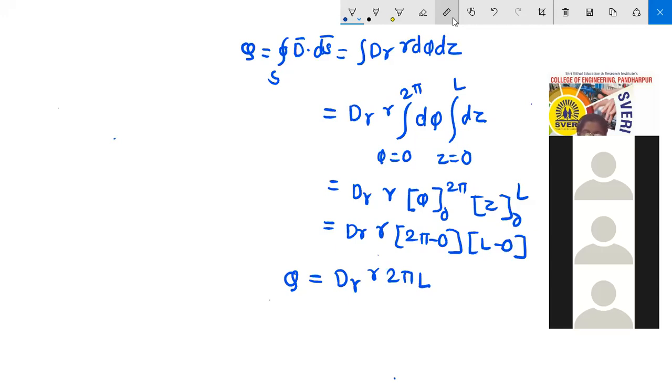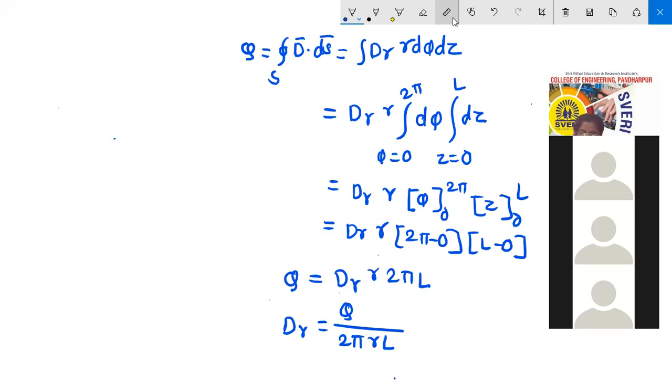So if I take this Q to the right side, or I'll take this to the left side, I'll get the equation for dr. This dr can be written as Q divided by 2 pi RL. Is it clear up to this point, everyone?